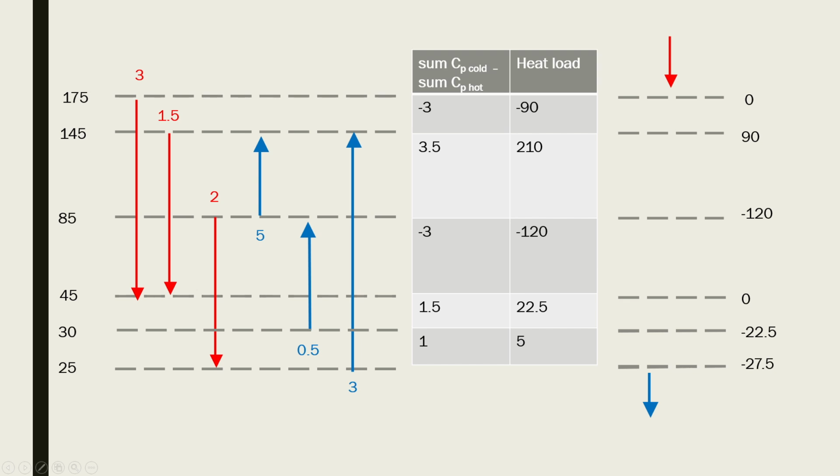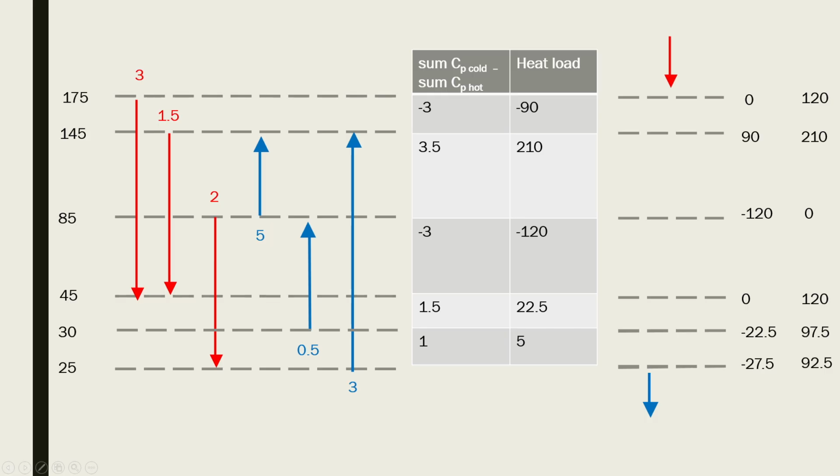Now you need to recognize the minimum value, which in this example equals negative 120. And we want to shift this value up to 0 so we can get the pinch point. To shift negative 120 to 0, we need to add 120, and we're going to add this value for each single heat load. So 0 plus 120 gives us 120, 90 plus 120 gives us 210, and so on. Now, the value corresponding to this 0 value is 85, so the pinch temperature is 85.